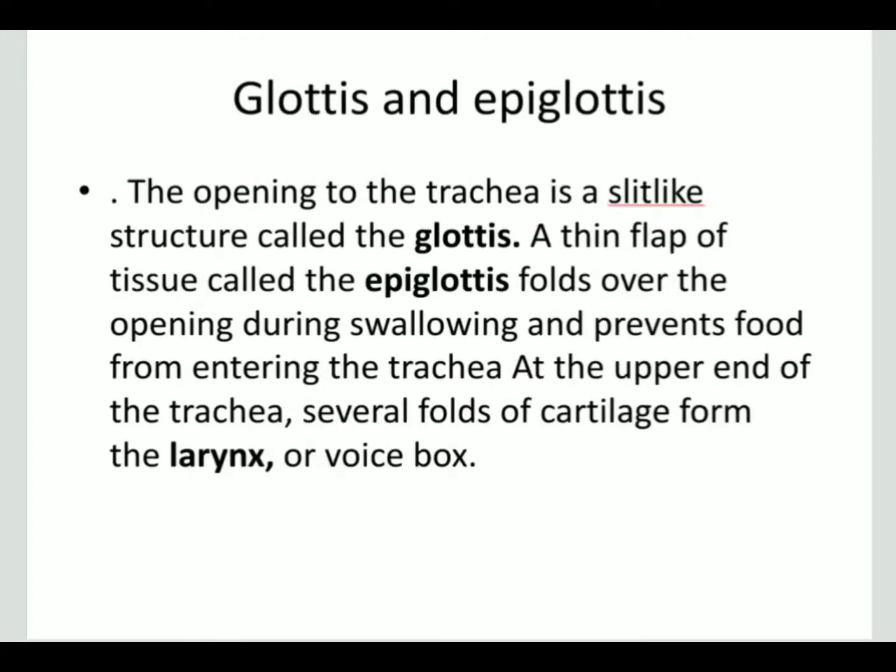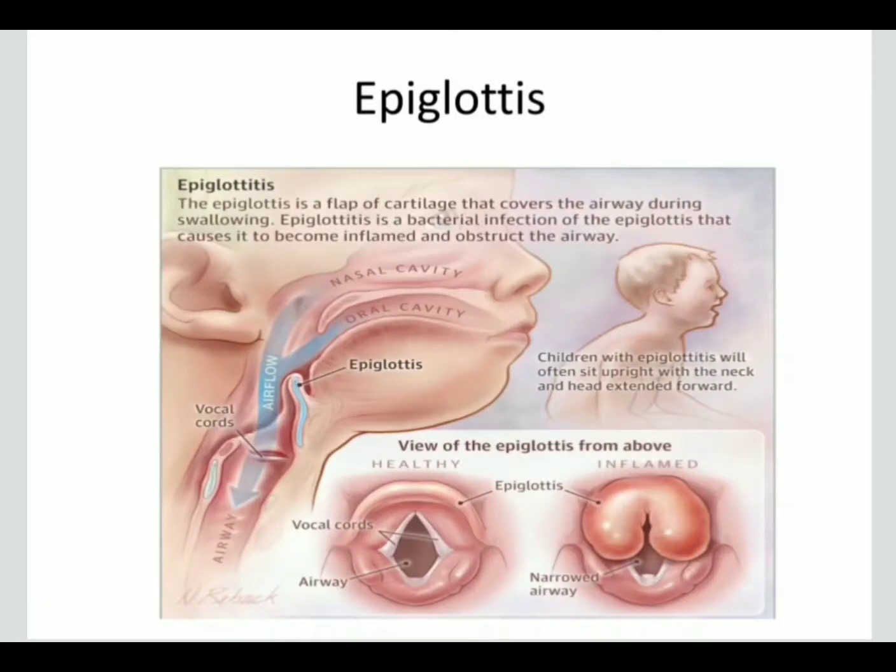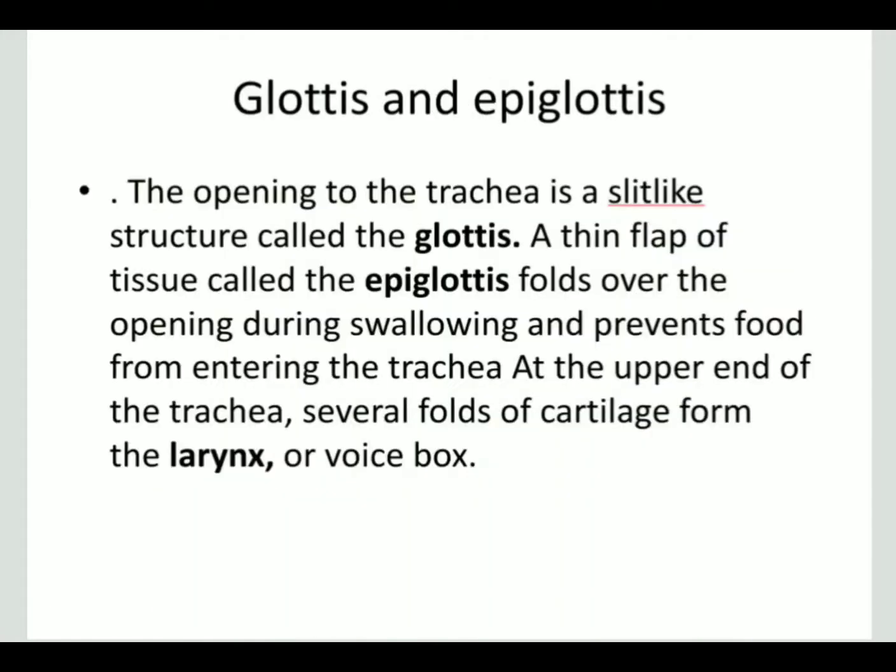The opening of the trachea is a slit-like structure. We call it the glottis. A thin flap of tissue called the epiglottis folds over the opening during swallowing and prevents food from entering. At the upper end of the trachea, several folds of cartilage form the voice box. So this is the epiglottis, a flap-like structure, and the vocal cords, so you can see.